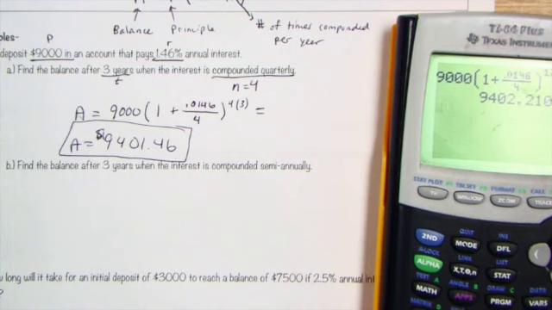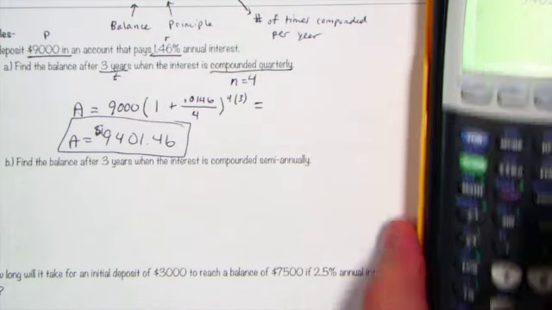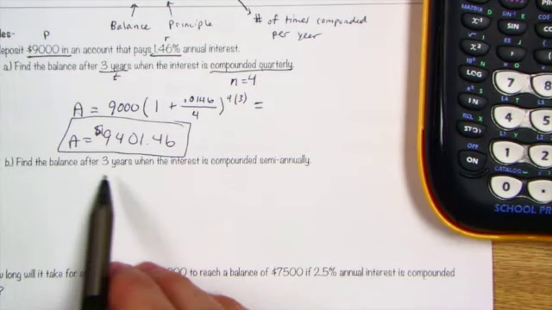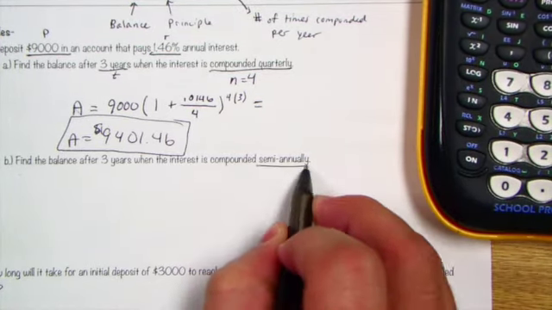It says find the balance after 3 years. Oh, it's changing. I was trying to figure out what was different about this problem. Find the balance after 3 years if the interest is compounded semi-annually.